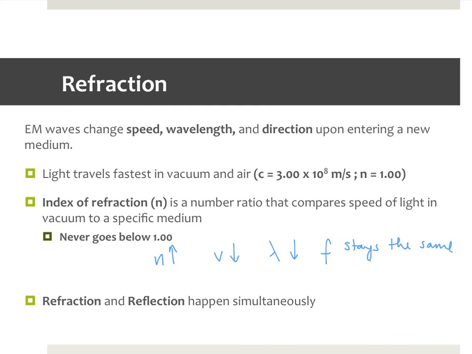Okay, second fact, refraction and reflection happen simultaneously. So you might see diagrams like this. So you have an incident ray coming in like this. It's going to reflect off the surface as well as refract. So you'll see both of these things happen simultaneously at the same time.